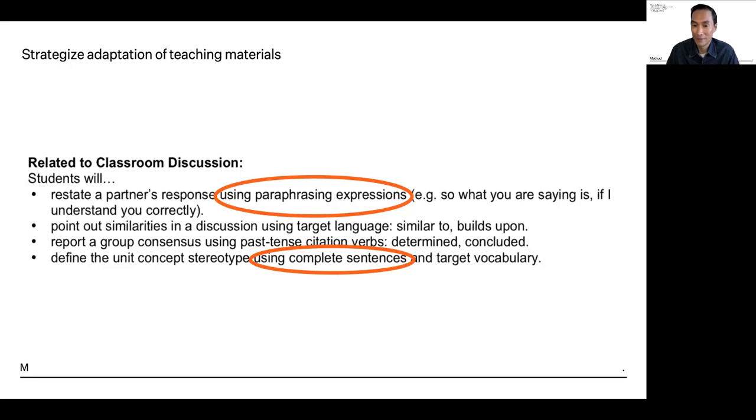Then you can ask them to repeat that in a speaking activity and then write it as an exit ticket. And the last one, I just circled that randomly: using complete sentences. So you have to show them what a complete sentence is, then have them use it while speaking, and then show them that they can produce a complete sentence.